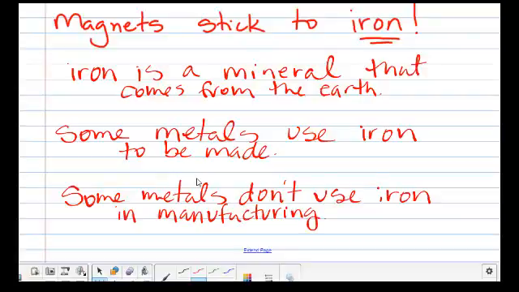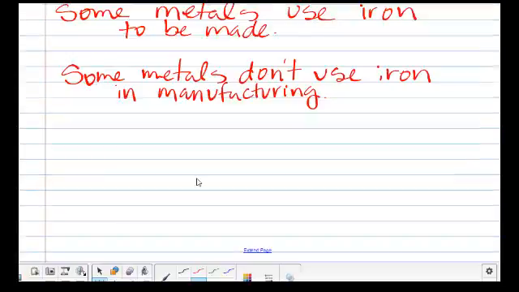Okay, some of them would be like that shiny nail. That shiny nail is made of aluminum. Aluminum is a separate kind of metal that doesn't have iron in it. So, how do I know it doesn't have iron in it? How do I know there's no iron in it? The magnet. The magnet does not stick to it.